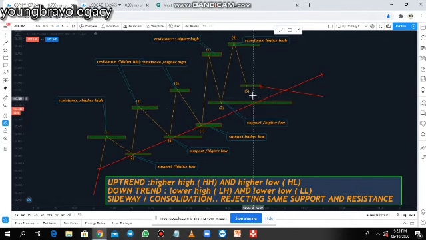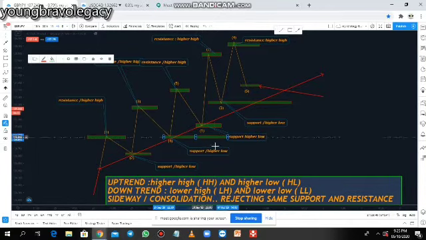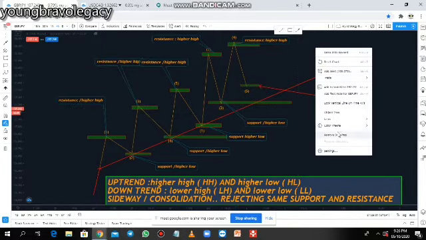is invalidated at that area. When we get here, this area must not break below, because if you break below here, the uptrend is over. Now when we create the higher low here, price must not break this higher low, otherwise the uptrend will be invalid. That is for uptrend.